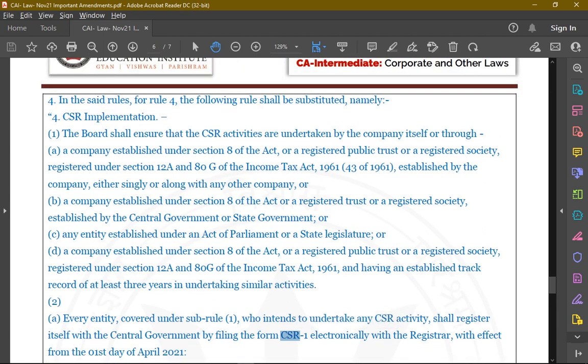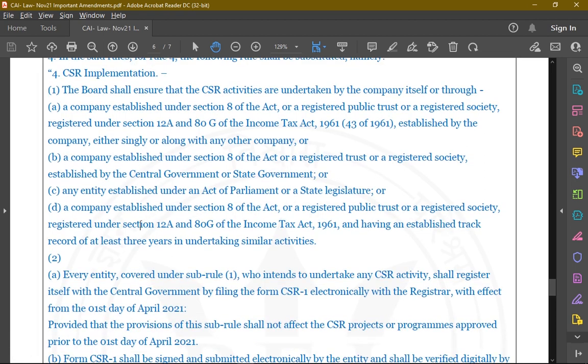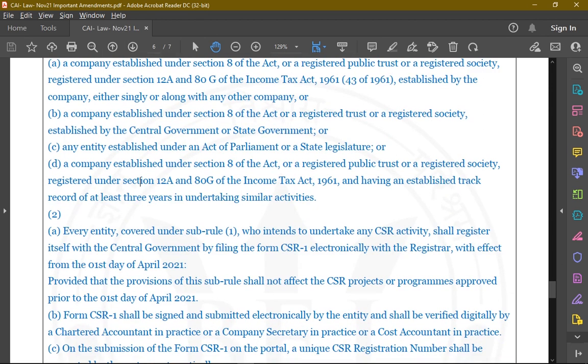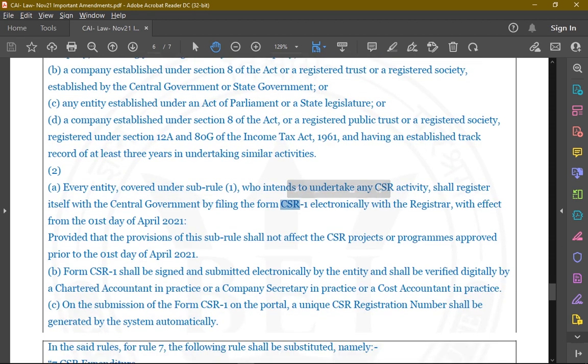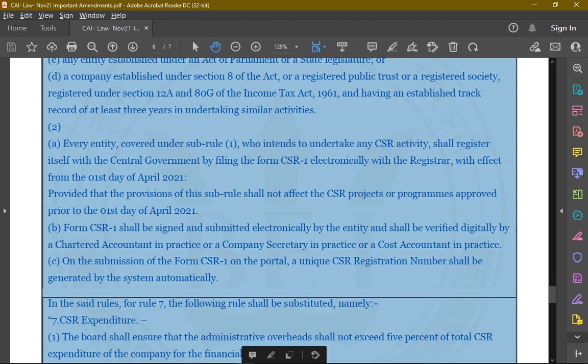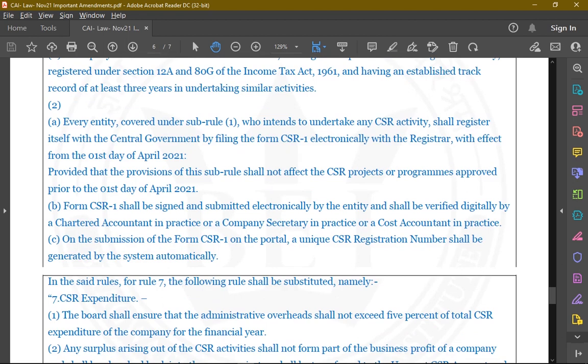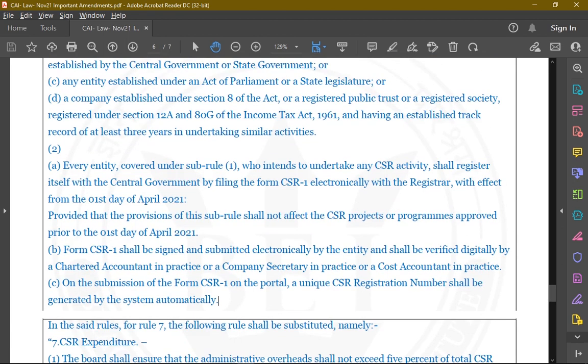Because in the past, a lot of companies hired fake trusts, fake NGOs and fake societies to spend the CSR money and to turn black money into white. To prohibit that, they have now added one security layer: only those Section 8 companies, public trusts and registered societies which have the CSR-1 certification can be hired. And the rest of the procedure is how this CSR-1 certification can be obtained. So this is about that.